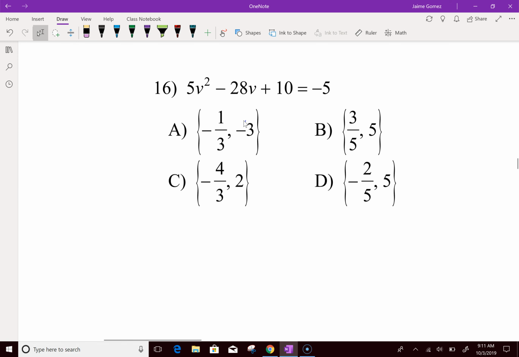Now number 16 does not say equal 0. So on number 16 on your test, be careful. It doesn't say equal 0, remember? So I need to move it. How do you move a negative 5? Well, plus 5.